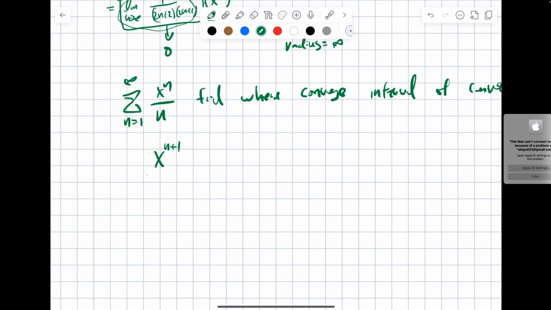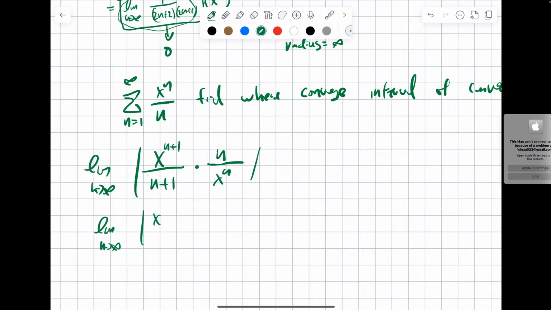this is x to the n plus 1 over n plus 1, and this one is going to be x to the n over n, right? Take the limit as n approaches infinity. So the limit will be x to the n times x over n plus 1, times n over x to the n. Then this will cancel out.